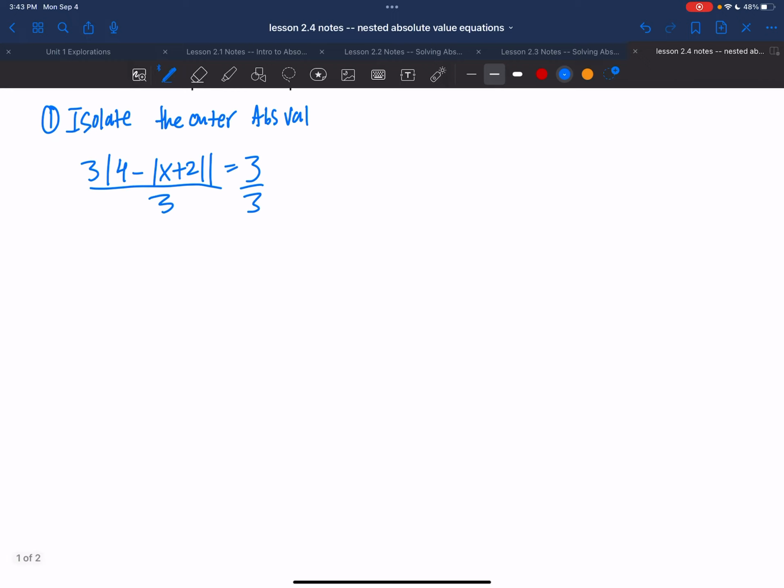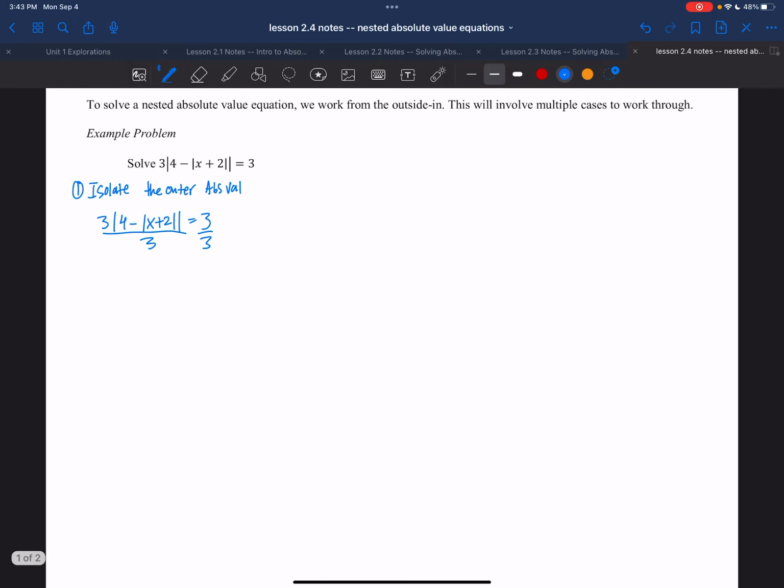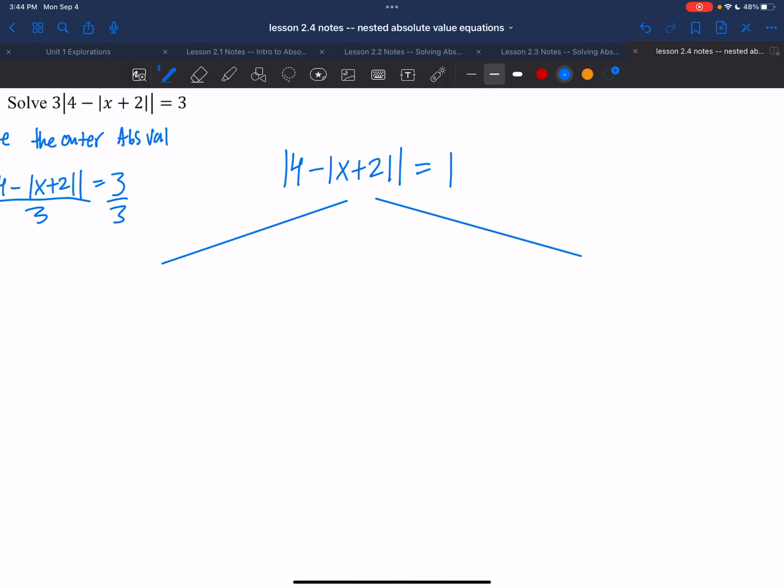I'm going to put this maybe in the center here, because I'm going to need some space. We get the absolute value of 4 minus the absolute value of x plus 2 equals 3 divided by 3, which is 1. Now that you've isolated this, it's going to create two cases. I'm doing sort of legs like this right now, because a t-chart would get really messy. So we'll do the positive case as normal, and then we'll also do the negative case.